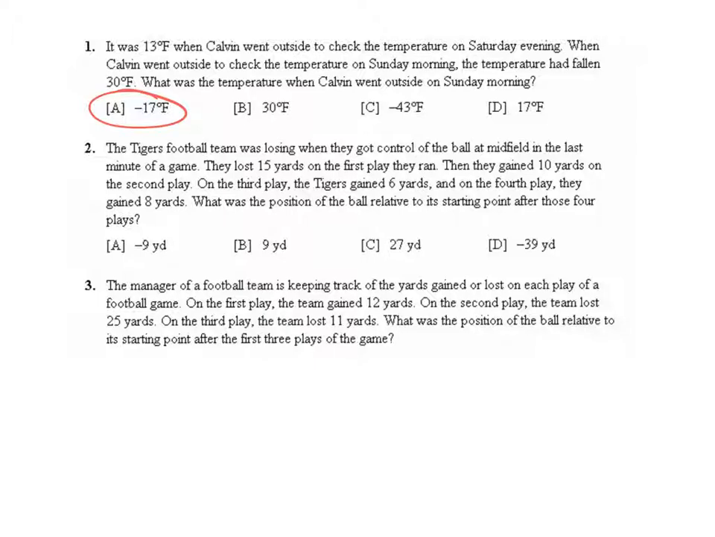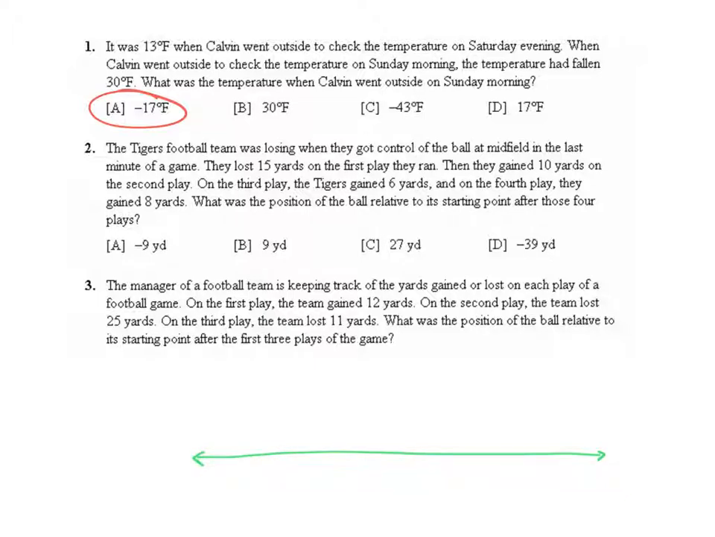Question 2 says the Tigers football team was losing when they got control of the ball at midfield in the last minute of the game. They lost 15 yards on the first play they ran. Then they gained 10 yards on the second play, and on the third play, they gained 6 yards. On the fourth play, they gained 8 yards. What was the position of the ball relative to its starting point after these 4 plays? Now, there's a lot of information in this problem, so to help me keep track of it, I'm going to draw a number line.